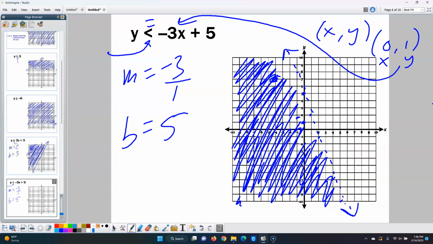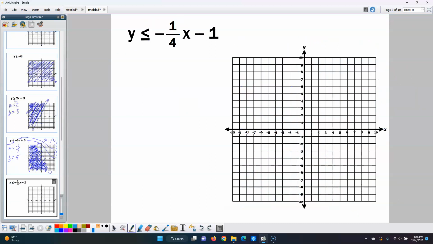Now, since it's a dotted line, if you picked a point on the dotted line, it would not work. It would not be a solution. It's like if you picked 0, 5. It's our y-intercept there, 0, 5, and plug that in for x and plug that in for y. That would not hold true. I think it would be 5 is less than 5 if you plug that in. And 5 is not less than 5, therefore it's on the dotted line.